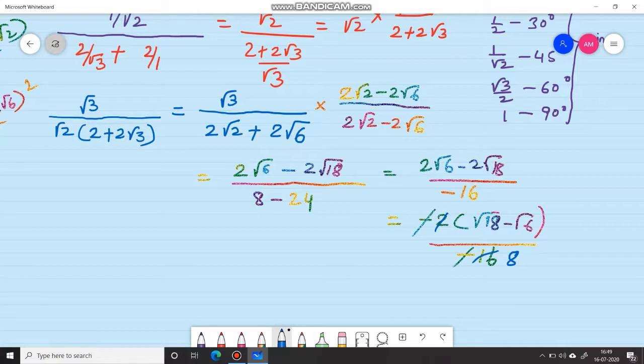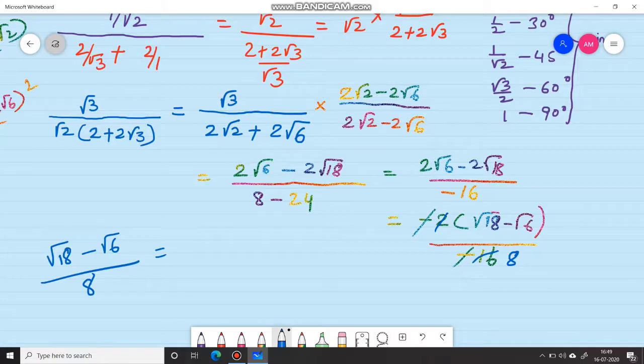Root 18 minus root 6 divided by 8. So see, how can you change this? Root 18 minus root 6 by 8. 6 cannot be changed, but 18 is nothing but 9 into 2. This 18 is 9 into 2.